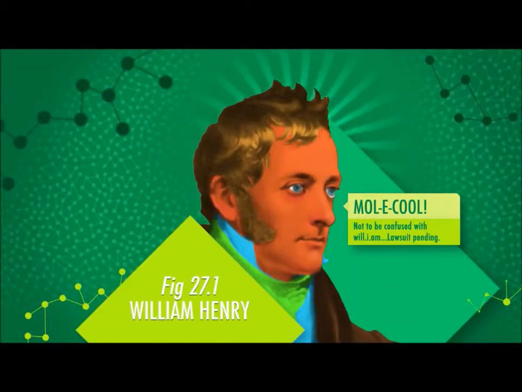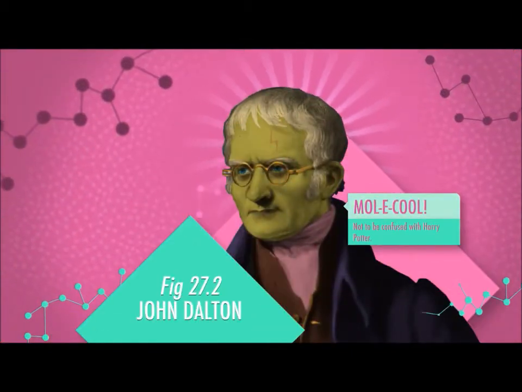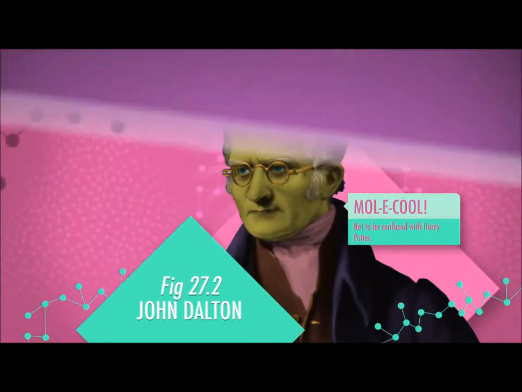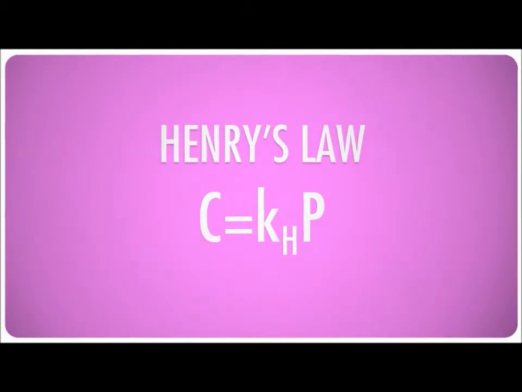Now, it's easy to calculate this change in pressure thanks to William Henry, a friend of John Dalton of Dalton's law of partial pressures. According to Henry's law, the concentration of a dissolved gas equals the partial pressure of the gas above the solution multiplied by a constant that expresses the solubility of the gas in that solution. And we can use Henry's law to figure out how much carbon dioxide is dissolved in our can of soda.